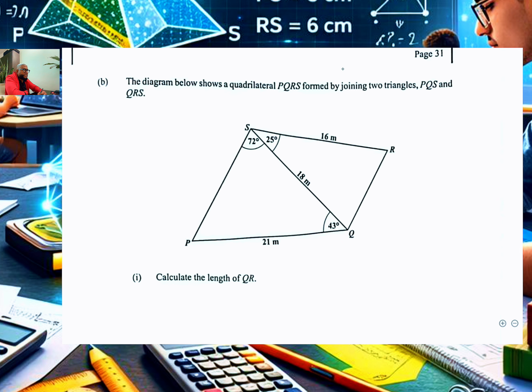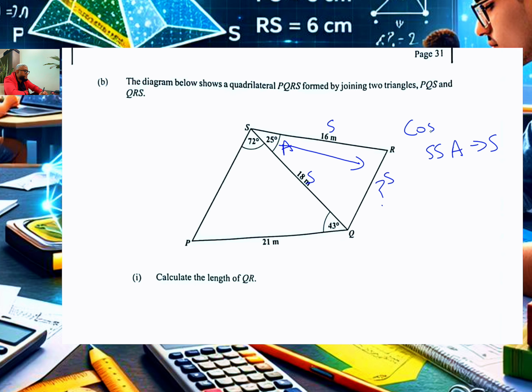The diagram below shows a quadrilateral PQRS formed by joining two triangles, PQS and QRS, right? Calculate the length of QR. You have two sides, one angle, and you want to find the next side, right? You only need two sides and one angle.